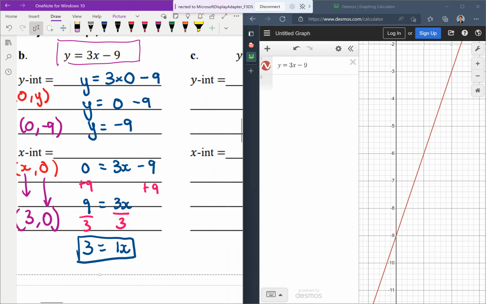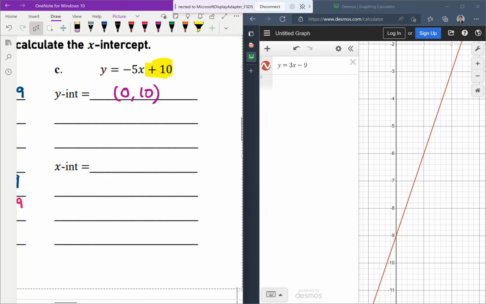Let's have a look at the next one. Your turn now. Okay, so I guided you for the first two. You already got 0, 10. I want you to figure out the x-intercept for the next one. See if you can do this one. So this one has a negative in it, but same idea. Balance the equation. See if you can find the x-intercept. And we're going to test on Desmos to see if you got it correct.